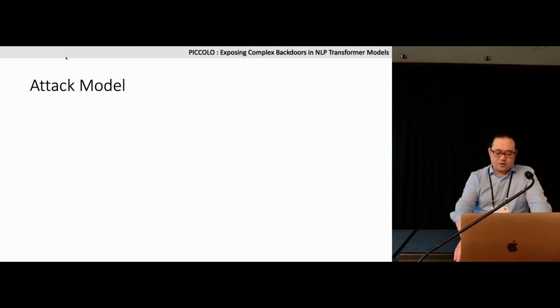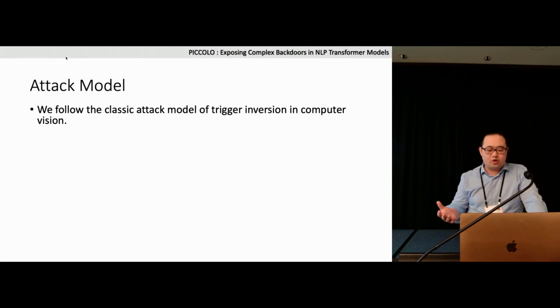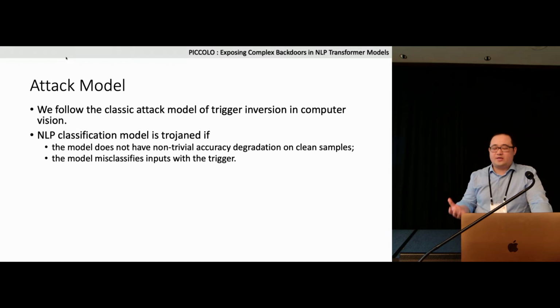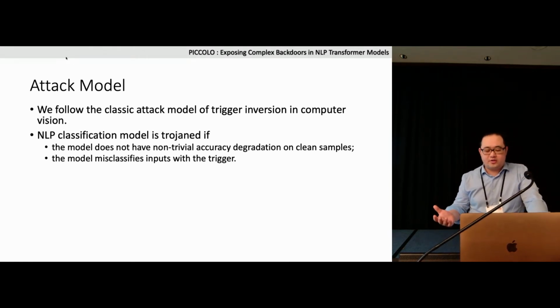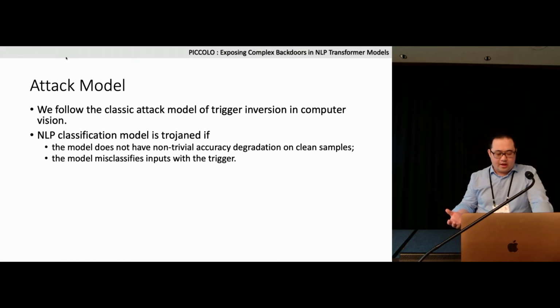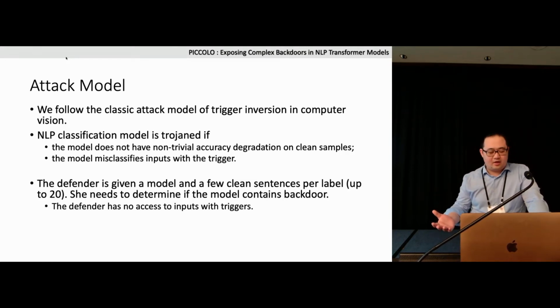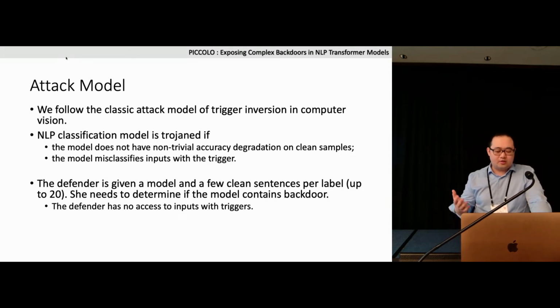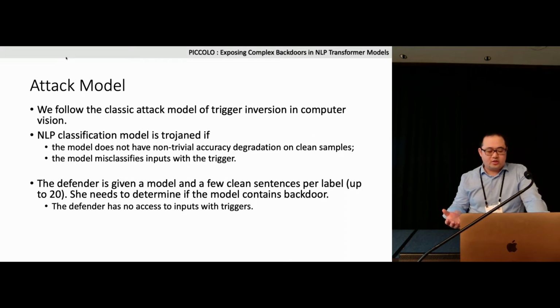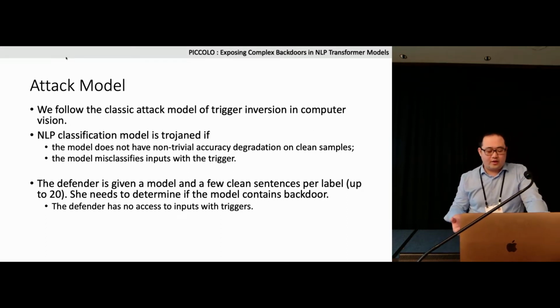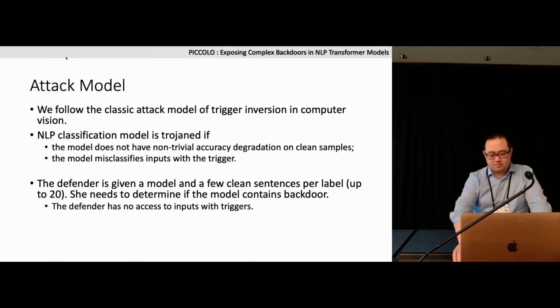So we follow the classic attack model of trigger inversion in computer vision. We say an NLP classification model is Trojaned if the model does not have a non-trivial accuracy degradation on clean inputs, and the model misclassifies inputs with the trigger. For the defender setting, we assume the defender is given the model and a few clean sentences, and she needs to determine if the model is Trojaned or not. Note that the defender has no access to inputs with triggers.